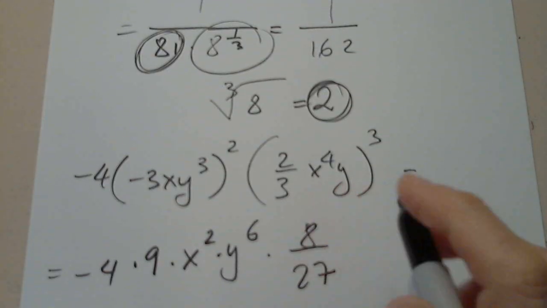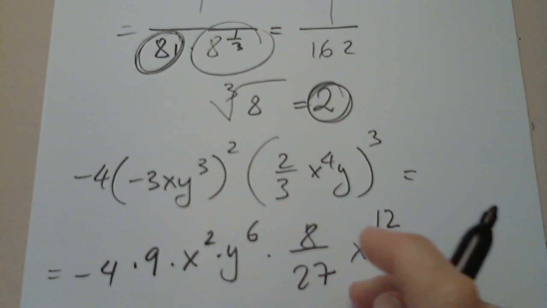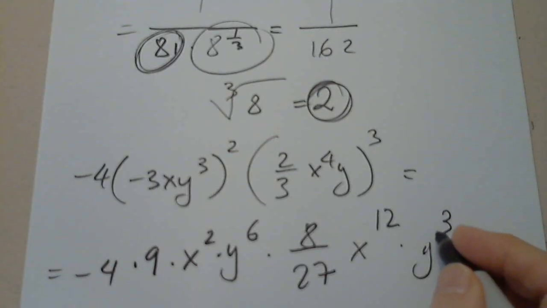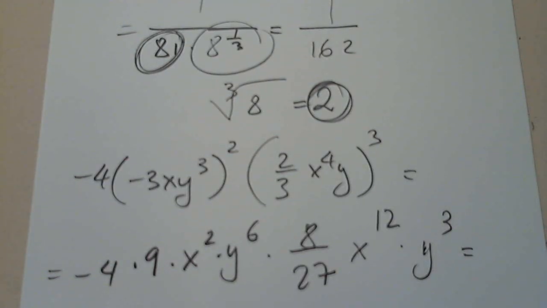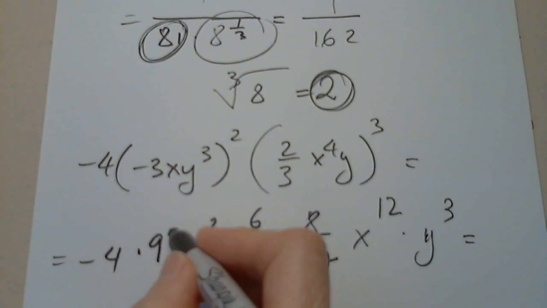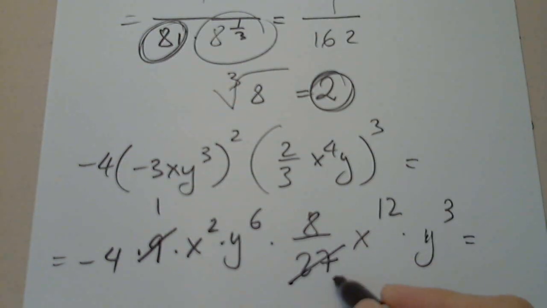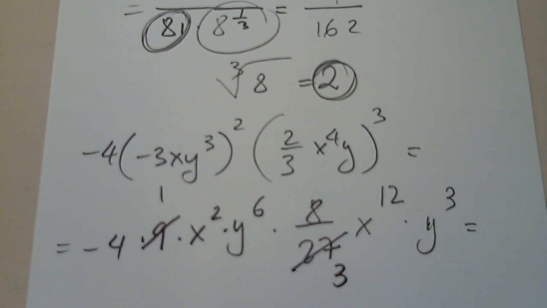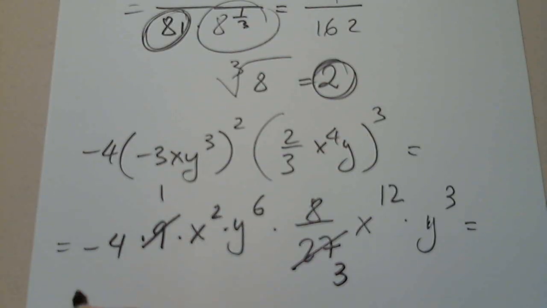I raise x to the fourth, copy the base, multiply the exponents. Is this okay so far? Yeah. Now I have to collect the numbers. But I will simplify by 9. We always simplify before we multiply. That's the wise thing to do.